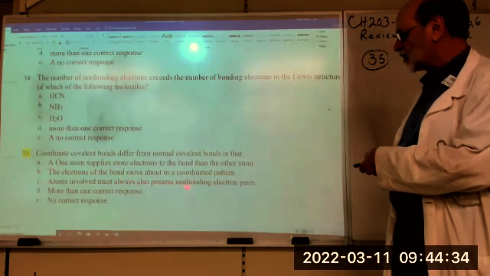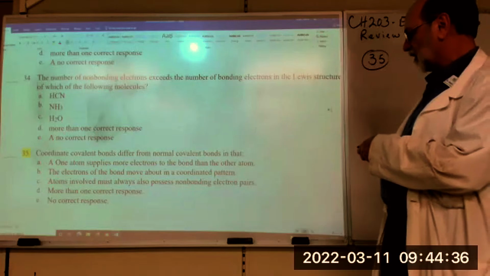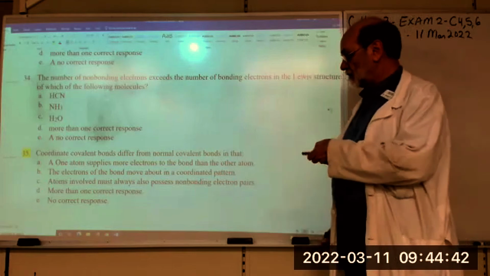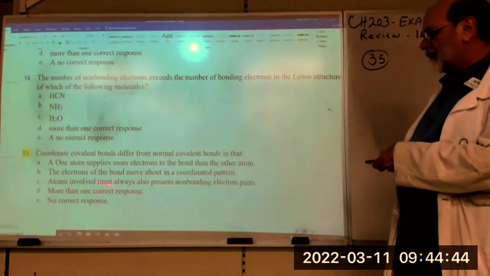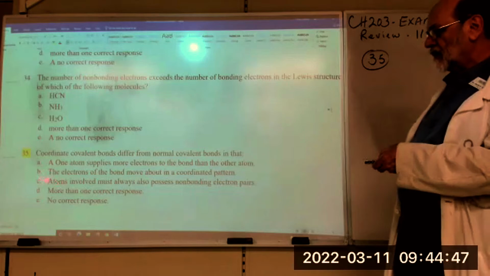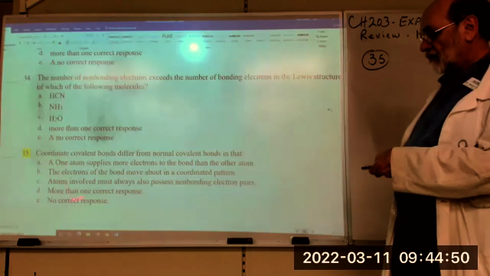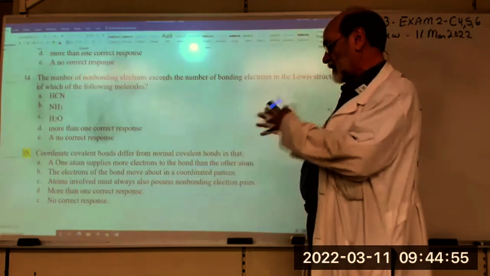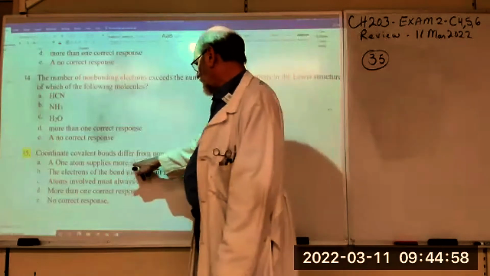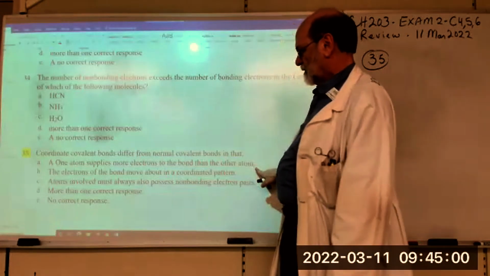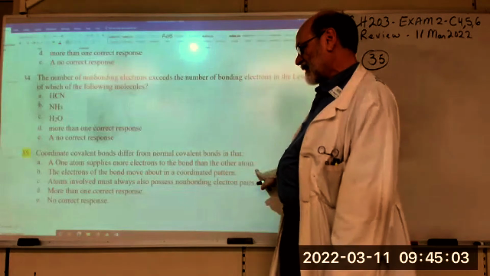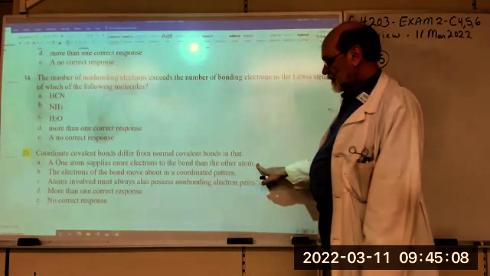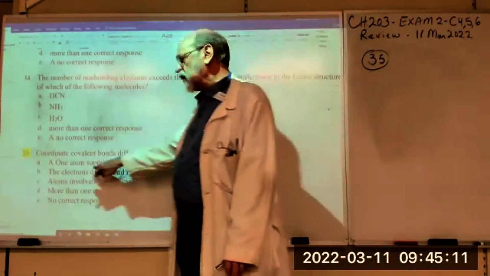Atoms involved must always also possess non-bonding electron pairs. Not necessarily. I mean, sometimes they do. More than one correct response. Now, since B and C are ludicrous, A is the only possibility. Well, you could say no correct response. Let's see, would that be correct? I mean, would that be valid? One atom supplies more electrons to the bond than the other. If we're going to pick the best answer, A would be better than E. Because A sort of has a kernel of truth in it.